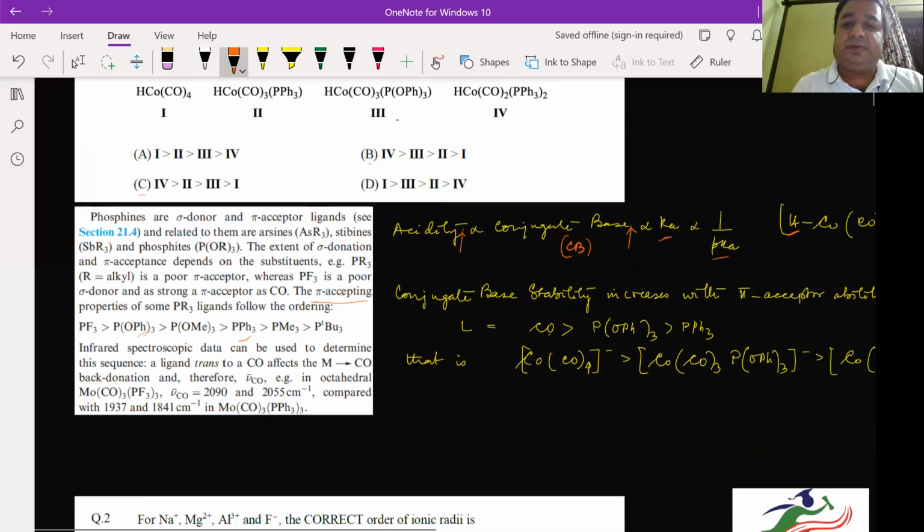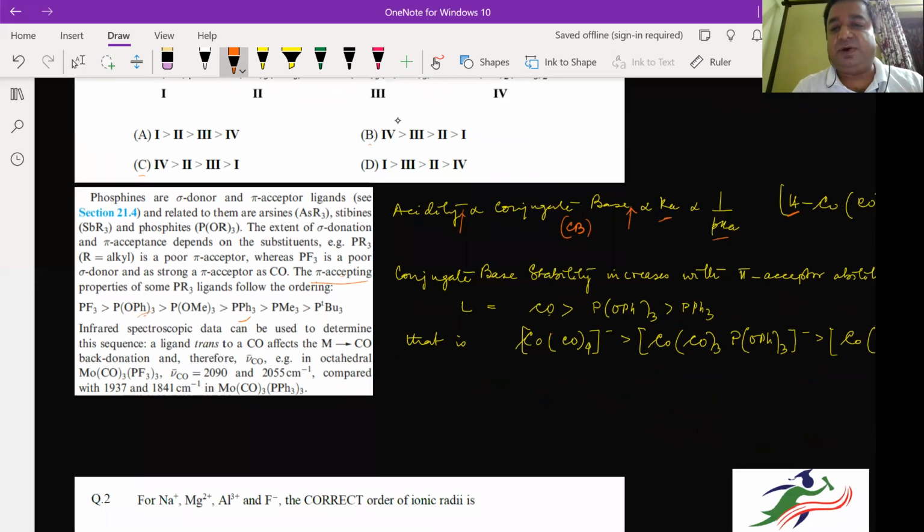All right. So having considered this fact, now we will say the order for the pi accepting ability and the conjugate base stability will be in the order of the pi accepting ability. So here carbonyl will be having more pi accepting ability than the P(OPh)3, and then we have PPh3. So here the pi accepting ability of the phosphines, okay, is dependent on the substituents attached to the phosphines. Okay, the kind of R that is attached to the phosphines. The more the electron withdrawing ability of the R, more will be the pi accepting ability of the phosphines. Okay, that is how we have to think.